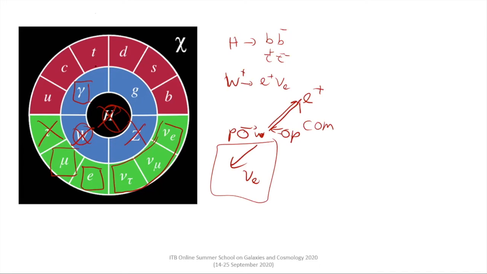Gluons and quarks are a little bit special because there is something called quark confinement.